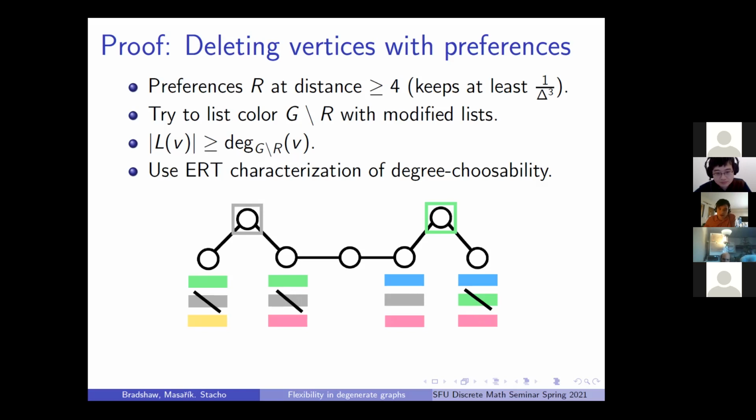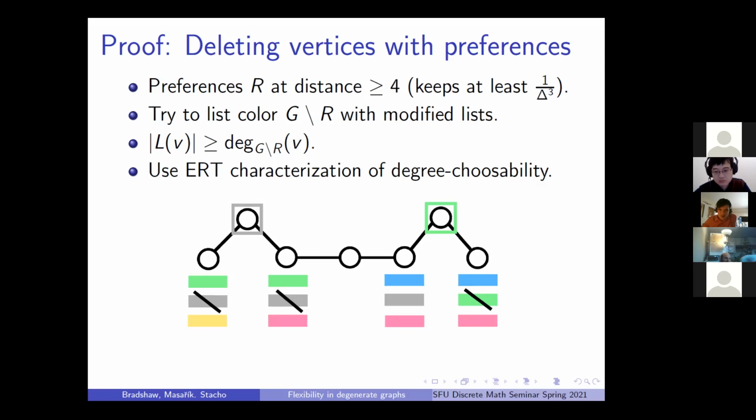And therefore, in all cases, these modified lists will have size at least equal to the degrees of the vertices in G minus R. So essentially, if we want to see if G minus R has a proper list coloring, we can just check if G minus R is degree choosable, and then we can use the Erdős, Rubin, Taylor result to figure out if G minus R is degree choosable. And actually, it won't hurt us at all to assume that G is delta regular instead of max degree delta, and it won't hurt us at all to assume that this inequality is actually always an equality. So trying to figure out if G minus R has a proper list coloring is the same as asking if G minus R is degree choosable. Okay, so this is the main idea.